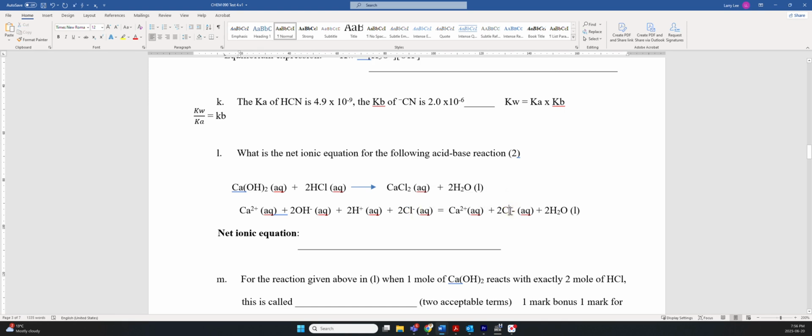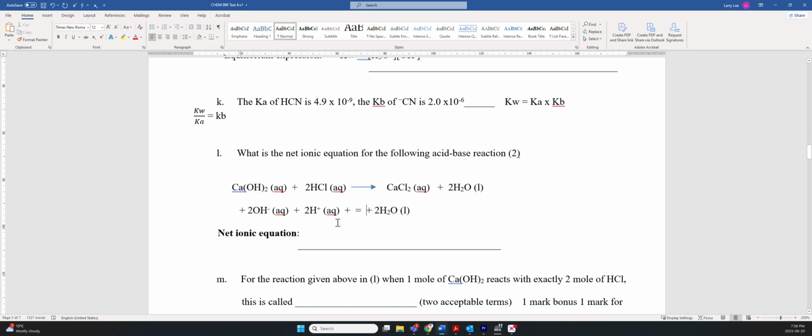We'll just complete this. Okay, so now you could cancel anything that is the same. Positives, the Ca2+, we could cancel that. Let's get rid of that. We could get rid of the calcium because it's on both sides of the equation. And then we could get rid of the Cl minus. And what we end up with is the net ionic equation.